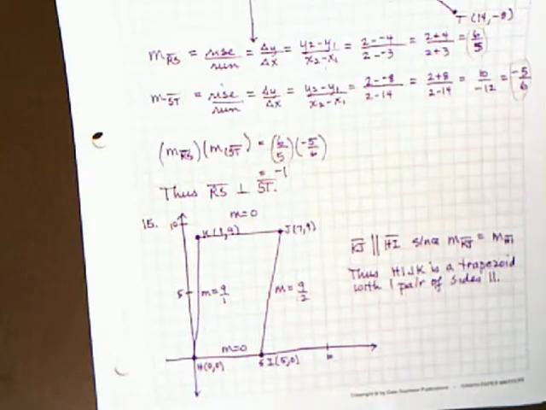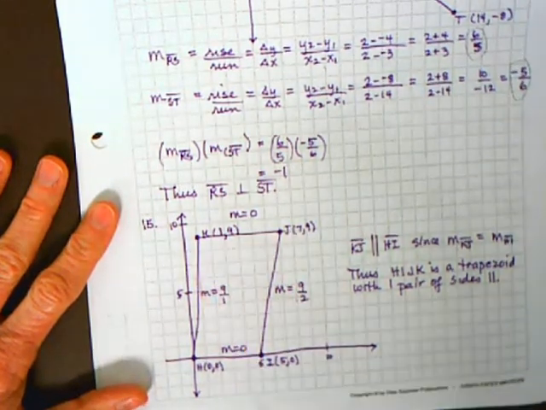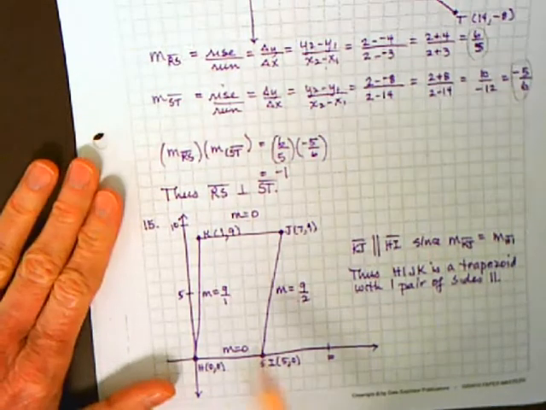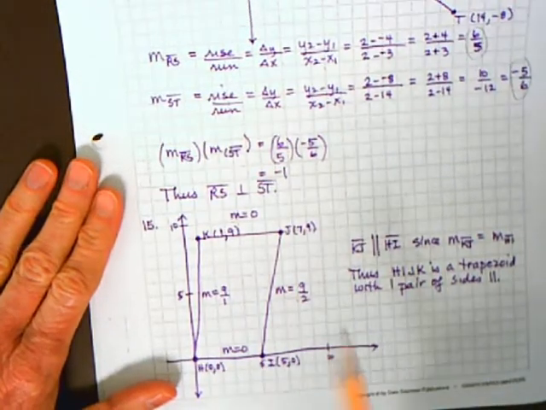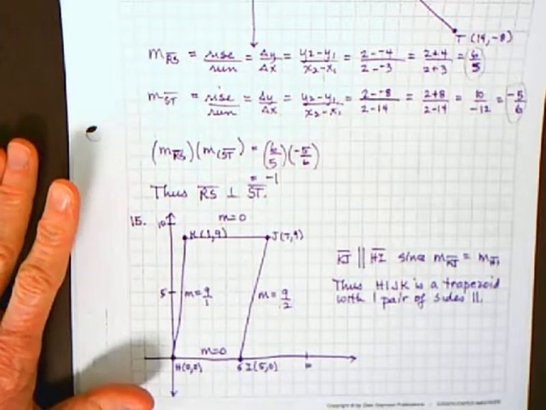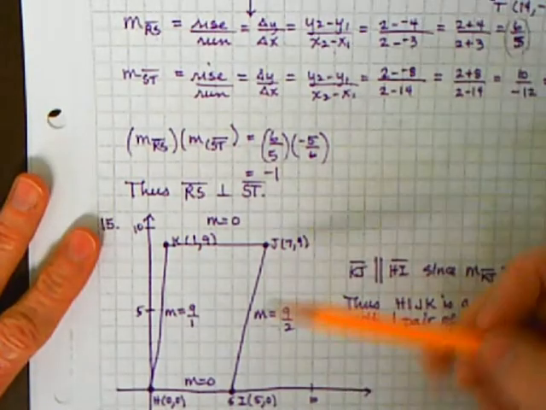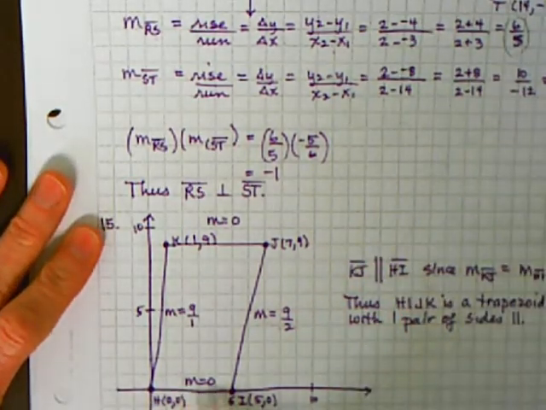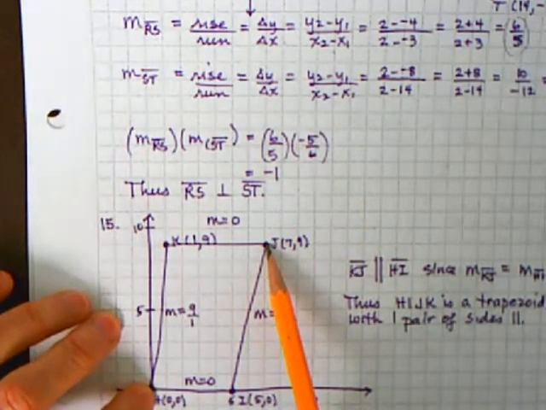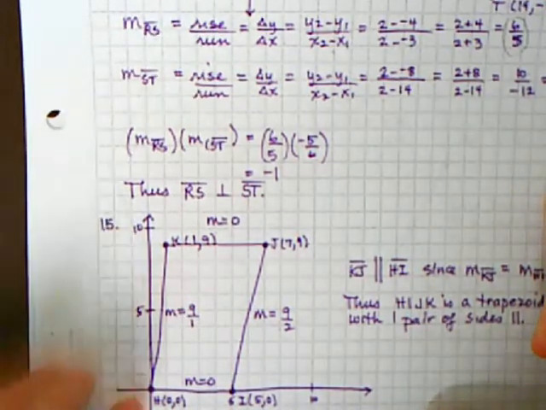15, they give you 4 points, H, I, J, and K. And what you have to do is figure out what type of special quadrilateral it is. So what I did was I plotted the points, and then I calculated the slope of each of the lines. So let's look at this slope here. Okay, so this is a horizontal line, so its slope is 0. This is a horizontal line, its slope is 0. That's really nice that they gave us 2 of the lines horizontal. Don't have to do that much calculation.